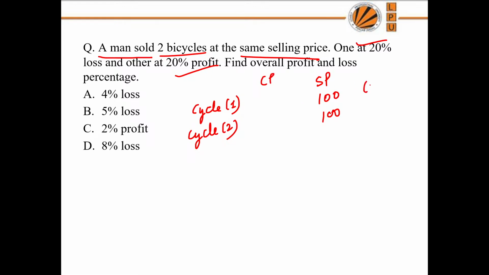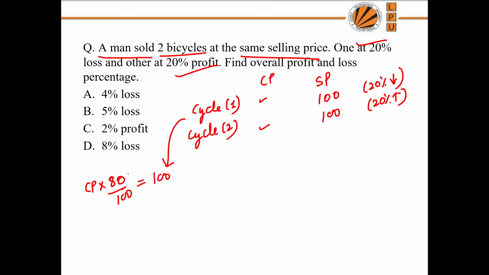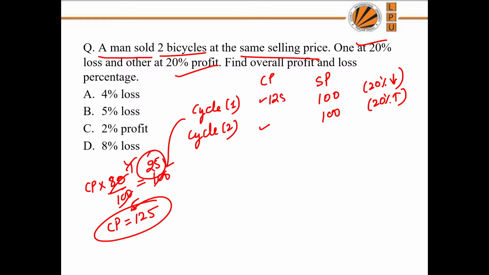Here he is getting 20% loss. In the second one he is getting 20% profit. Done. So how to arrive at CP? Let's calculate CP first. CP for first one would be, CP multiplied by 80 by 100, since there is loss, and that will be equal to this 100. So it is 4 by 5 actually. So 4 into 25 times. So CP for the first one is 125.